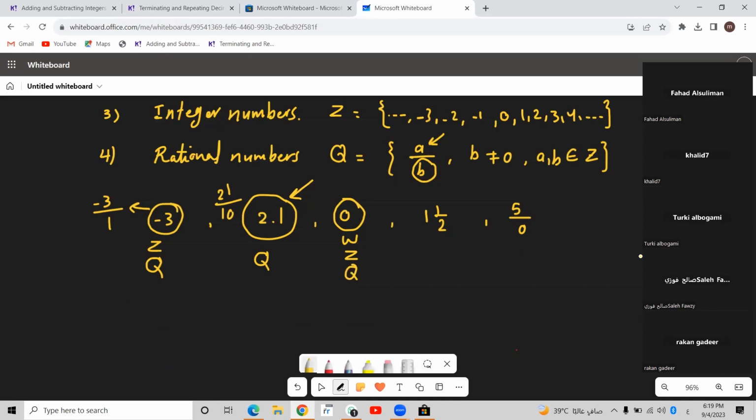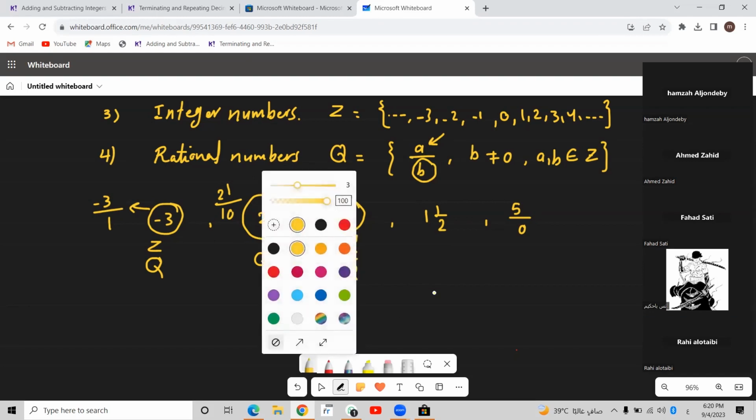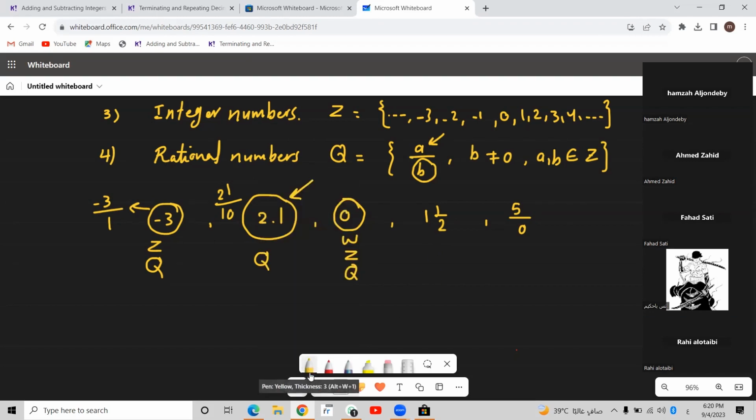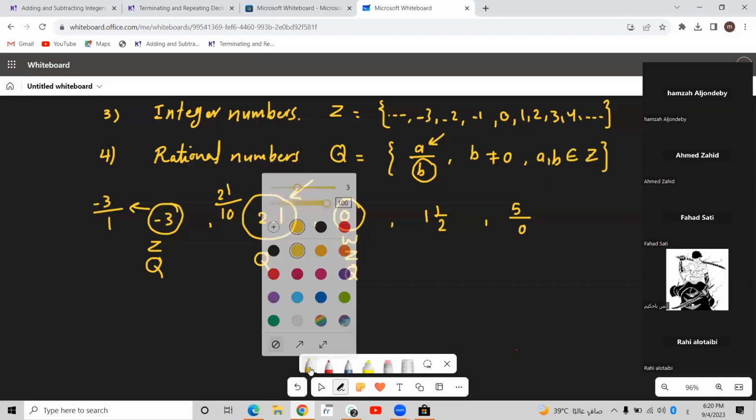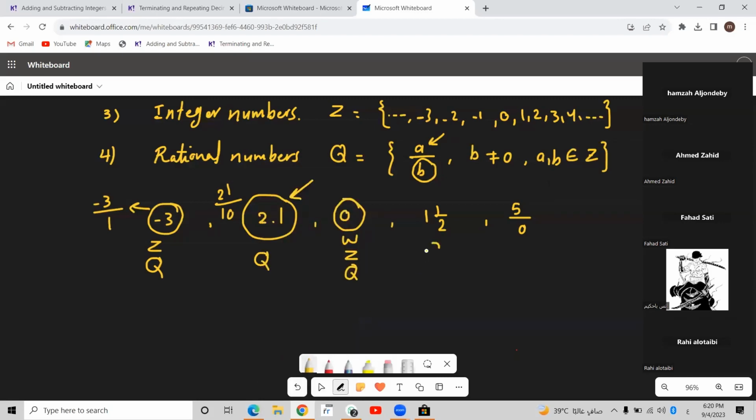Now 1.5, and let's go to who? Rahi. Yes, teacher. Let's start from the beginning. Is it natural? No. Is it whole? No. Is it integer? No. Is it rational? Yeah, because we can write it as a fraction. Thank you, Rahi.